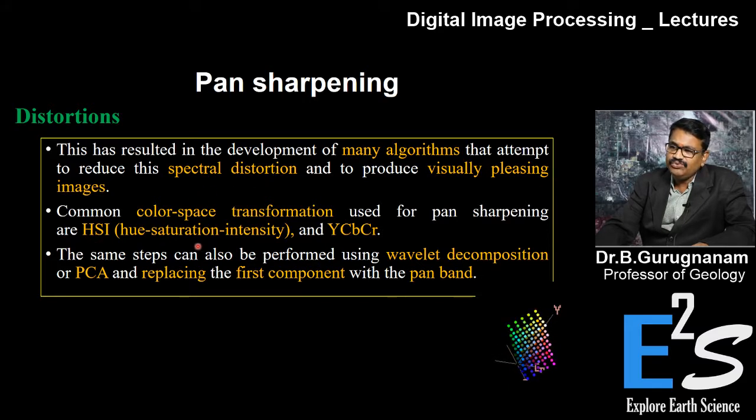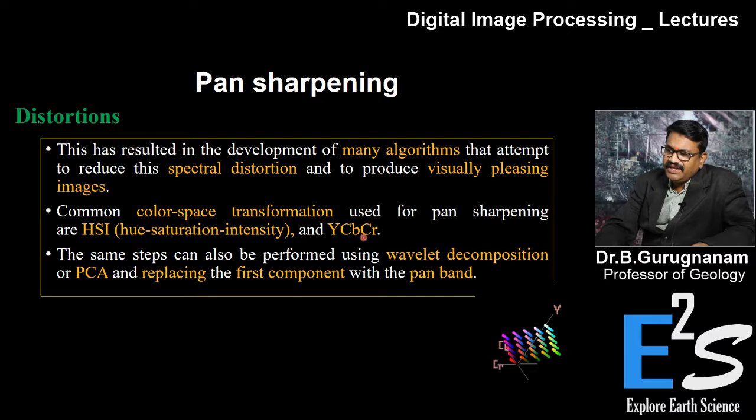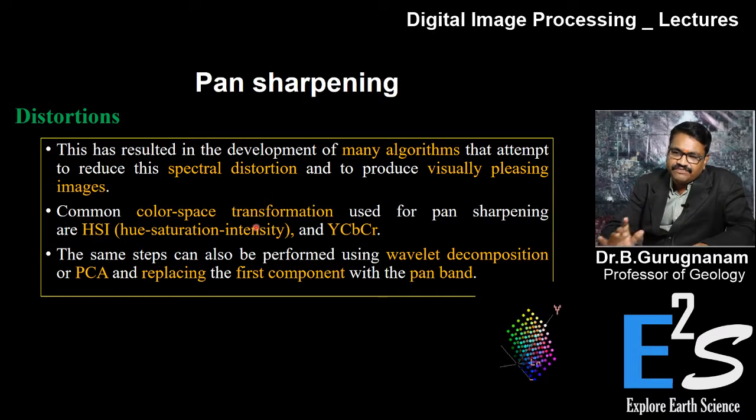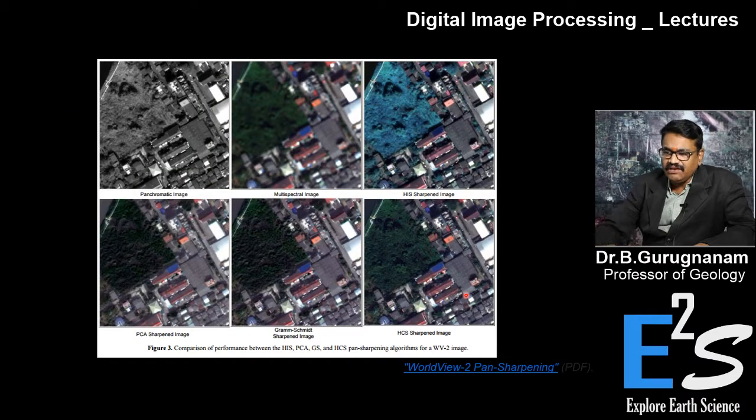Sometimes when you do hue saturation intensity color space transformation using pansharpening, you will have a problem, even with color combinations like YCrCb. If you just do that, with this common color space transformation, you have to be doubly careful, as distortion is possible. The same steps can be performed using wavelet decomposition or PCA, replacing the first component with the pan band, where you will get a lot of problems.